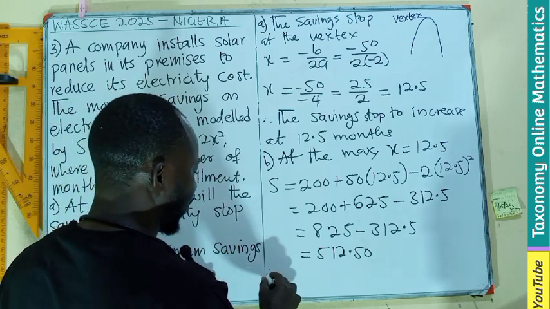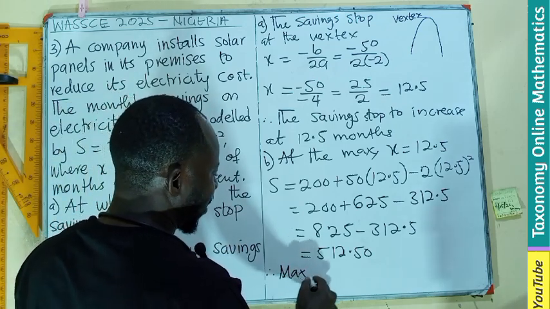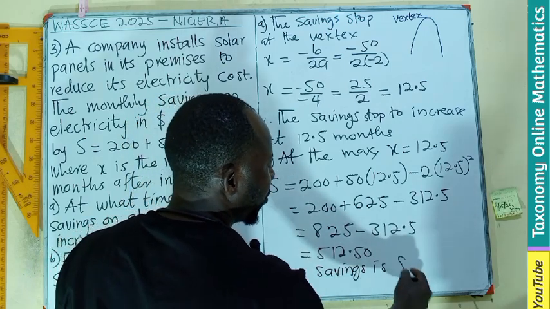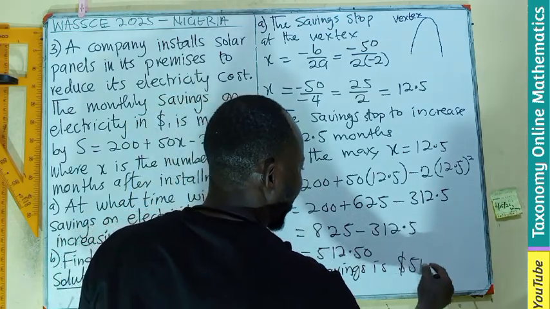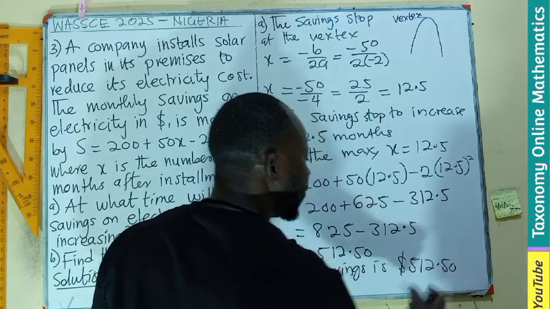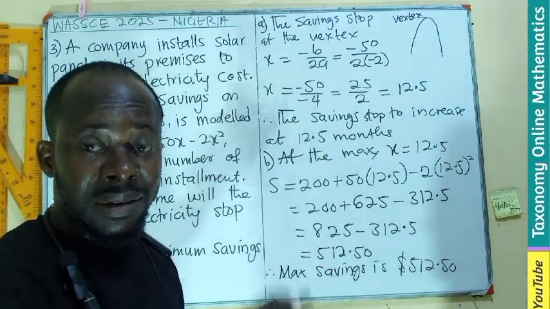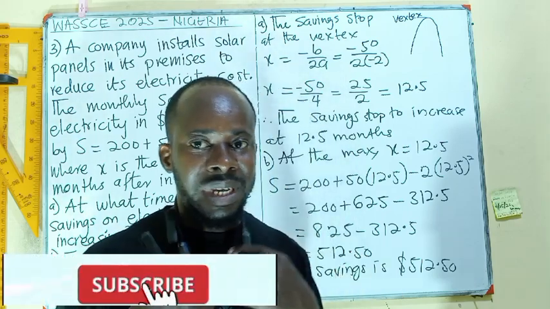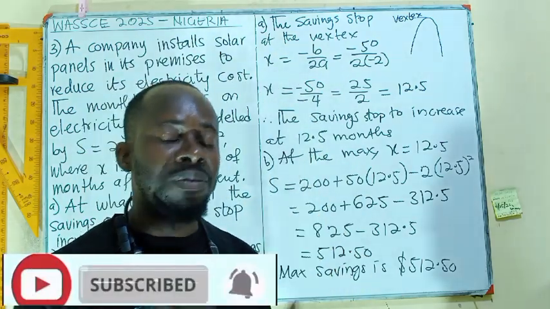So what is it? Maximum saving. Therefore, the maximum savings is going to be in dollars, $512.50. Guys, this is also an application of quadratic graphs, just to understand the vertex of a graph and the maximum.